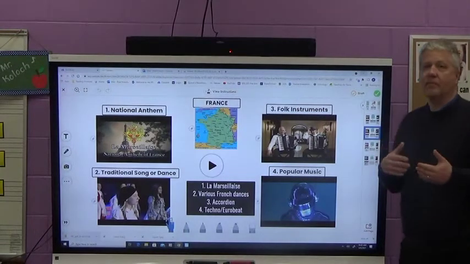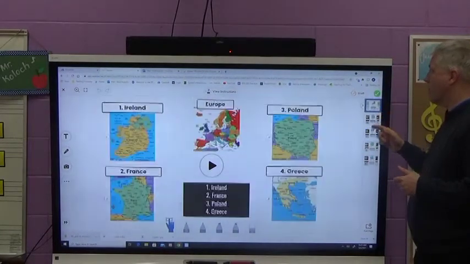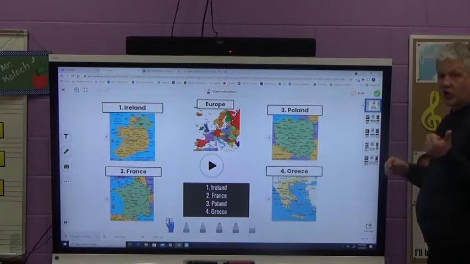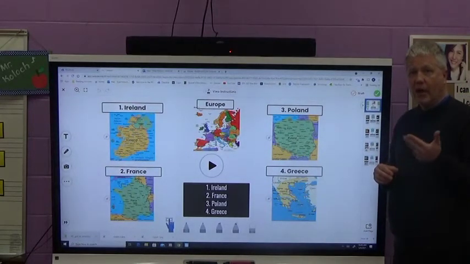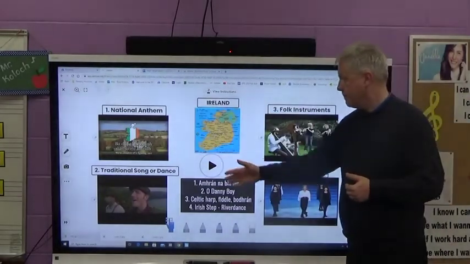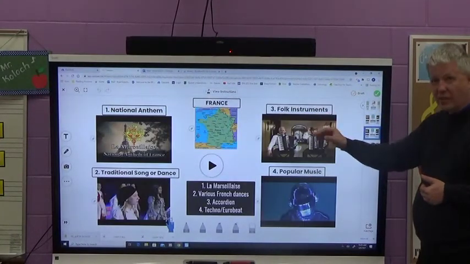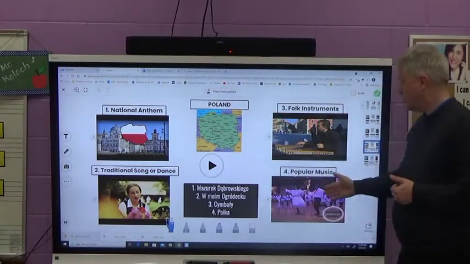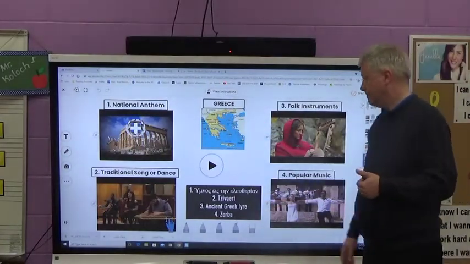And, like I said before, in our lesson today, you're supposed to pick one of these four nations and explore those four kinds of music: the national anthem, a traditional song, folk instrument, and popular music. And you can choose Ireland. We already listened to a little bit of France today. Poland. And Greece.